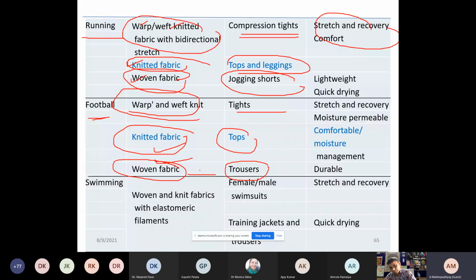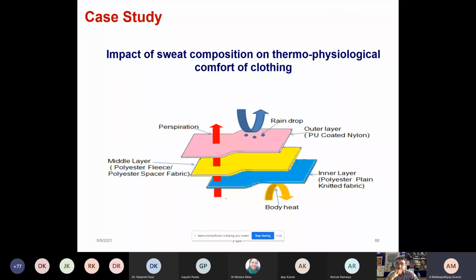It is possible. Obviously, you will have to see whether you need a certain degree of stretchability, whether you need a certain degree of compressional characteristics, what sort of fitting is required, whether it should be tightly fitted or loosely fitted. Now swimming, again, depending on the jacket, swimsuits, you can have the woven or knitted fabrics with elastomeric filaments. Now this is a case study, quickly because of lack of time, because I have spent sufficient time. I don't know whether you have got a fair idea about how to make sportswear.